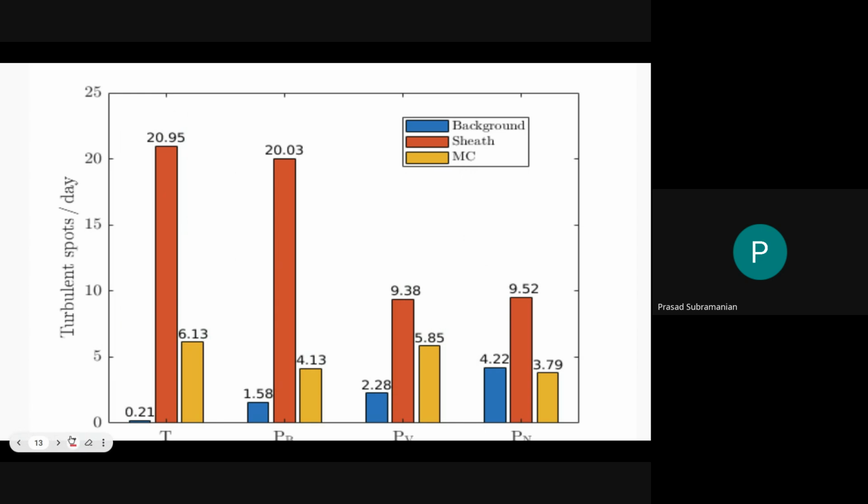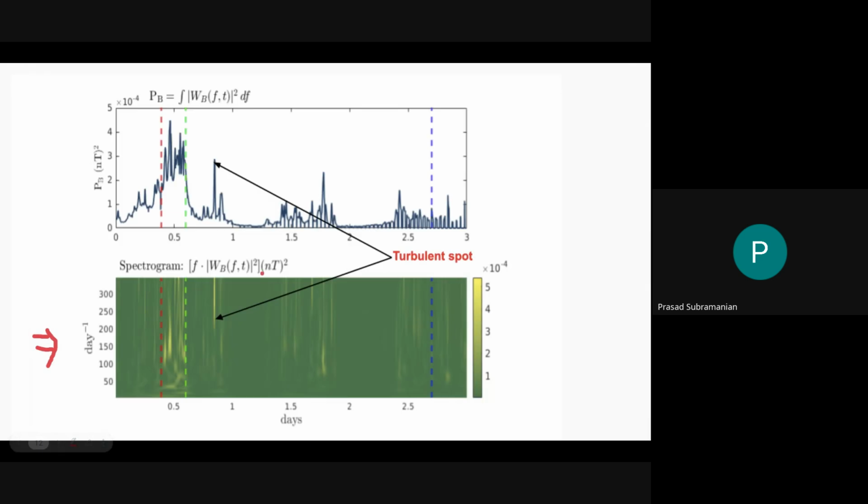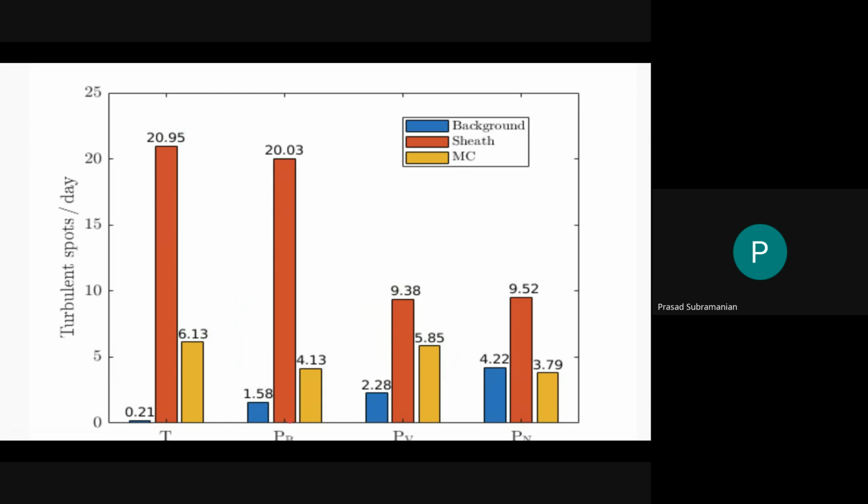And the results for all the 152 CMEs that we have studied are as follows. I'm really sorry this got cut off. The red represents the sheet, the blue represents the background, the yellow represents the magnetic cloud. Never mind the temperature here, we will talk about that later. This is for just what we talked about, one quantity for one CME. So this would be the wavelet spectral power for magnetic field fluctuations, velocity fluctuations here, and density fluctuations last.